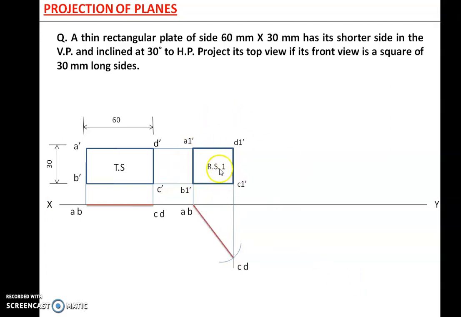Once you have got the second step, now is the turn to incline this reduced shape. Now it is in front view, we require the inclination with HP, which is given as 30 degrees. But which of the four sides is to be inclined? The shorter side. Which is the shorter side? AB, this side. So A1 dash, B1 dash will be inclined at an angle of 30 degrees.